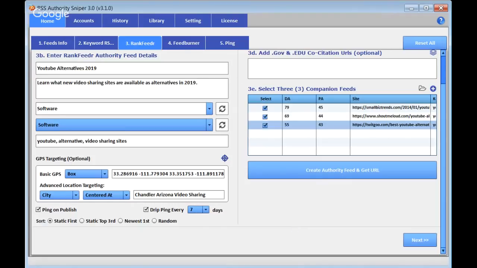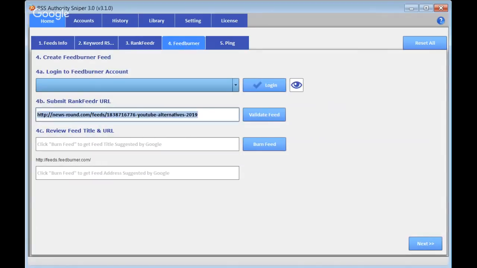I'll drop three URLs: the RankFeedr feed URL, the RSS version, the HTML version, and then I'll drop the FeedBurner feed as well to show you guys an actual live example, one that I just set up on Friday for a GMB asset.